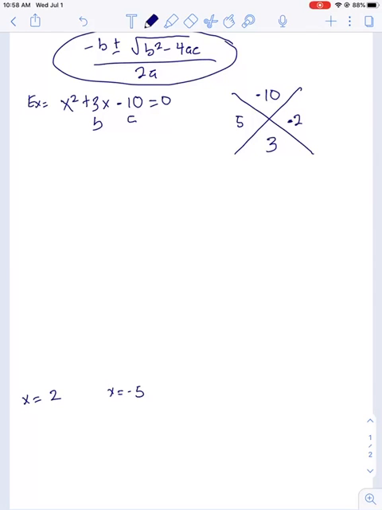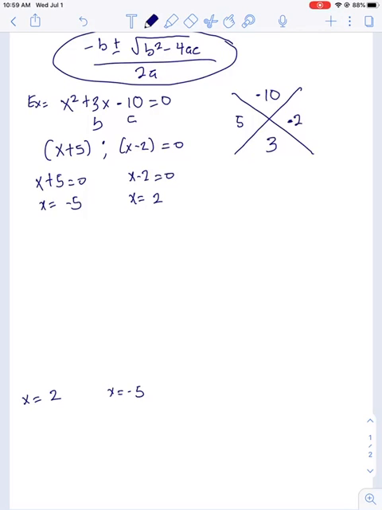At this point, all you have to do is write x plus 5 in parentheses and x minus 2 in parentheses, equals 0. Now all we have to do is solve for x. So x plus 5 equals 0 gives us x equals negative 5. And then x minus 2 equals 0 gives us x equals positive 2.